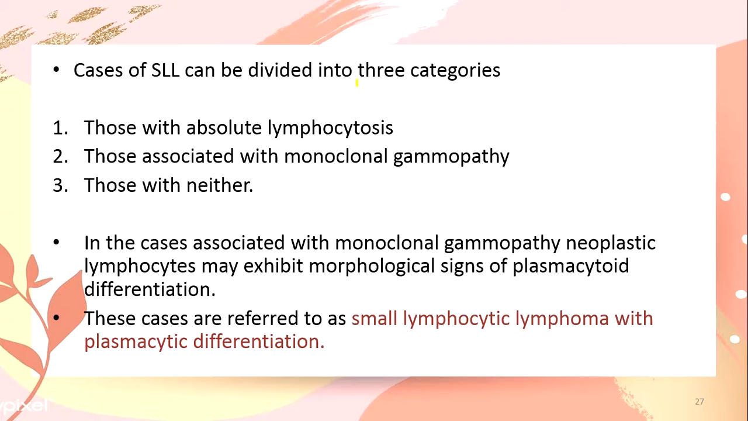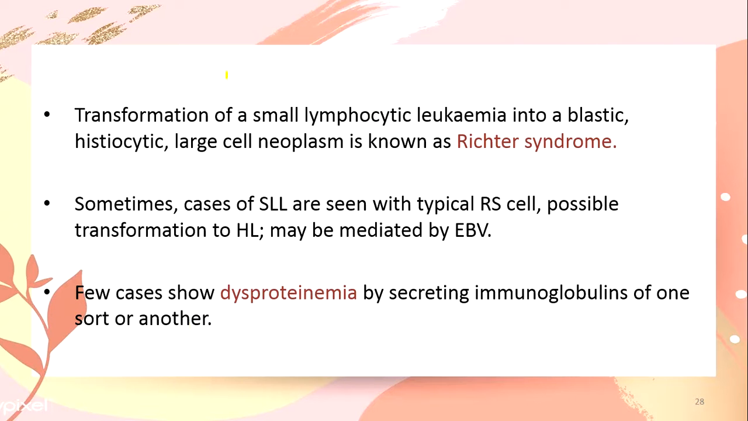Cases of SLL can be divided into three categories: those with absolute lymphocytosis, those associated with monoclonal gammopathy, and those with neither. The cases which are associated with monoclonal gammopathy can exhibit morphological signs of plasmacytoid differentiation, and they are called SLL with plasmacytic differentiation. The SLL can transform into blastic variant, histiocytic, or large cell neoplasm, and this is known as Richter syndrome. They can also transform into Hodgkin lymphoma, and this is mediated by Epstein-Barr virus.